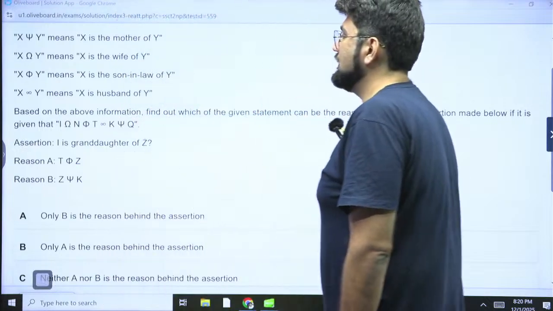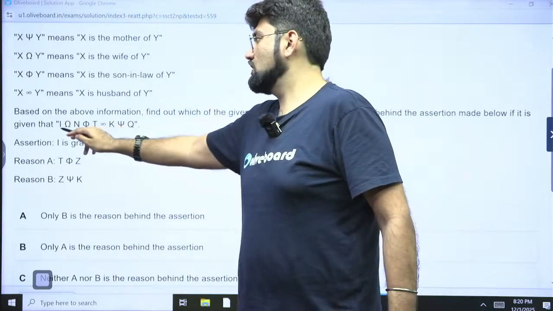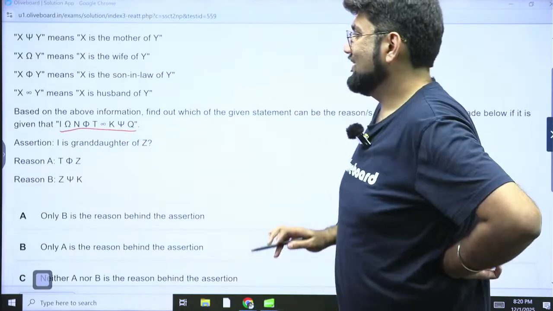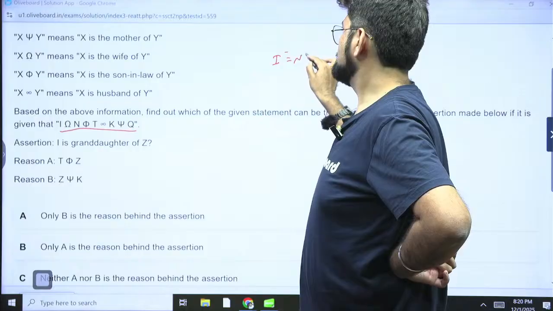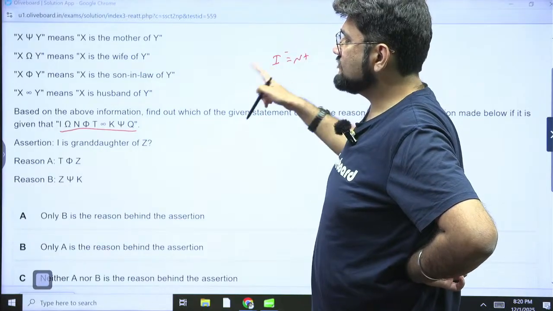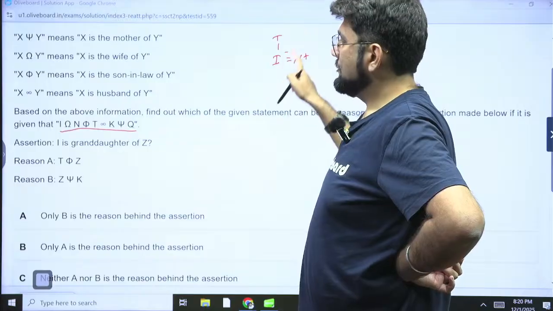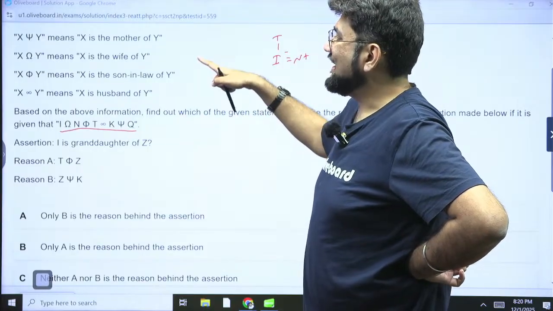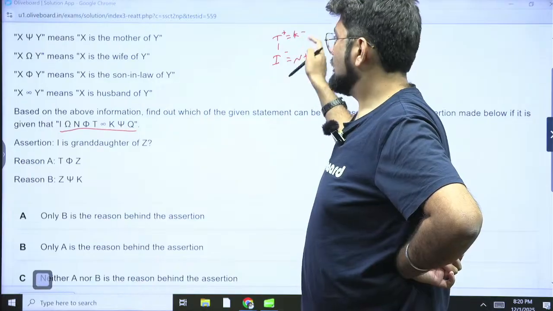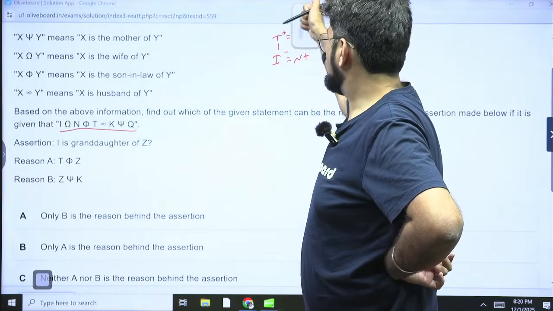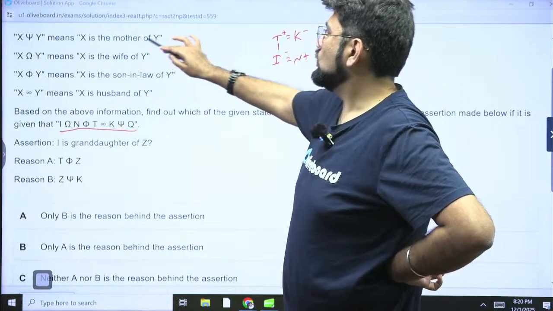So based on this, we need to check which reason is true for the assertion. First, you will solve this. Okay. So I omega N, I is the wife of N. N phi T. N phi T means N is the son-in-law of T. So this is T. T infinity K, T is the husband of K. And K psi Q, K is the mother of Q.